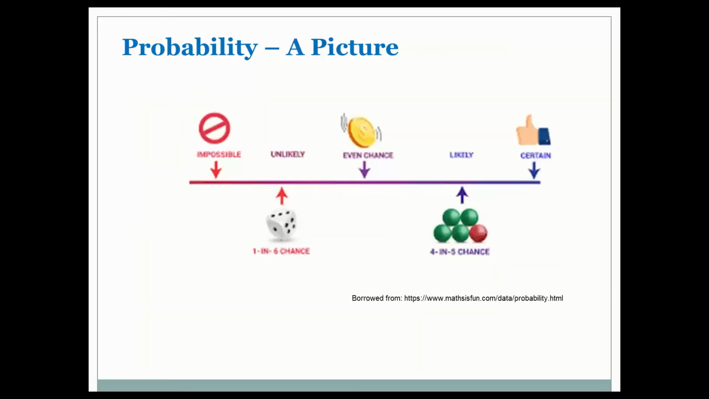Okay, so here's a nice little picture. Probability is the chance that something's going to happen, and it can be shown on this line.